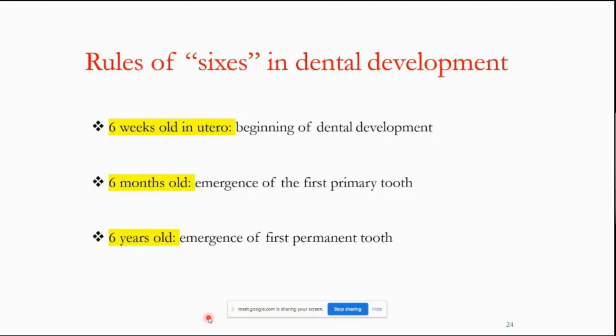So another set, the rules of 6, you can remember for dental development. It is at 6 weeks of in utero life when the initiation and calcification of all teeth begins, the first ever tooth. By 6 months, when the baby is 6 months old, the first tooth emerges into the oral cavity, the first primary tooth. And by the age of 6 years, the first permanent tooth comes into the oral cavity. So these are the rules of 6 to remember.